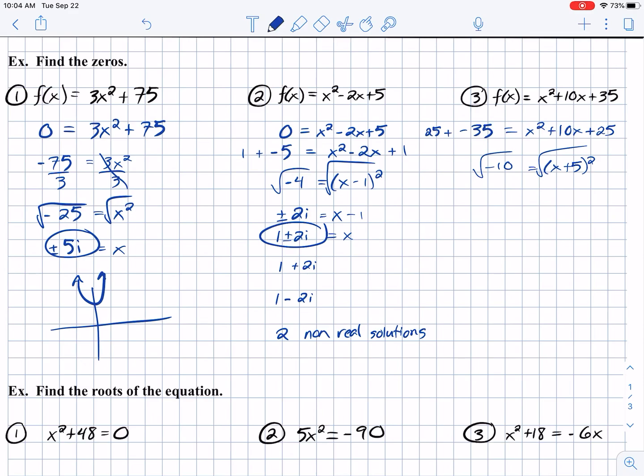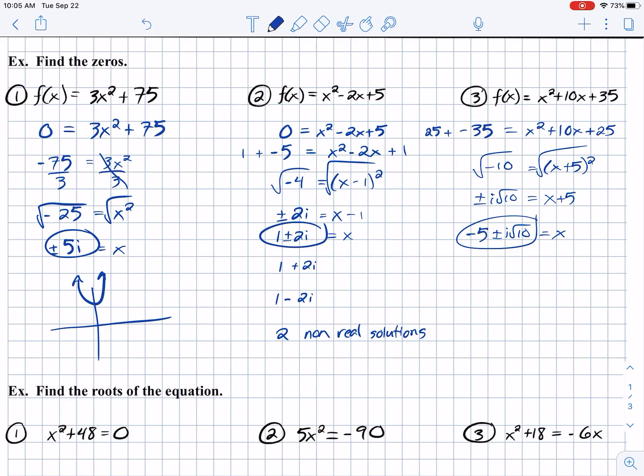And we square root both sides. Plus or minus, there's nothing you can take out here other than the negative, so you get plus or minus i root 10. And then subtract your 5 over. We have negative 5 plus or minus i root 10.